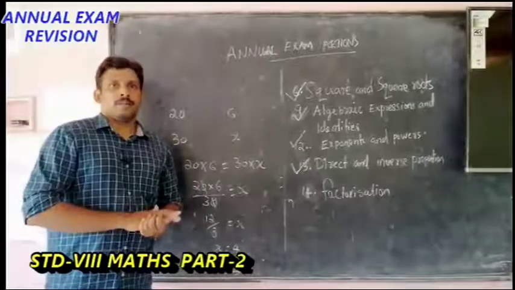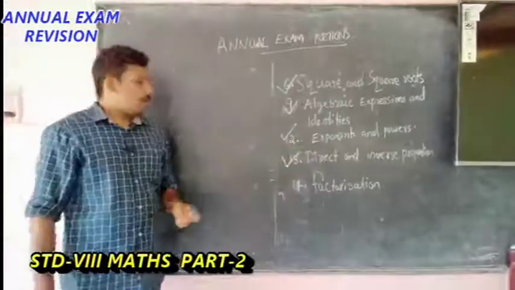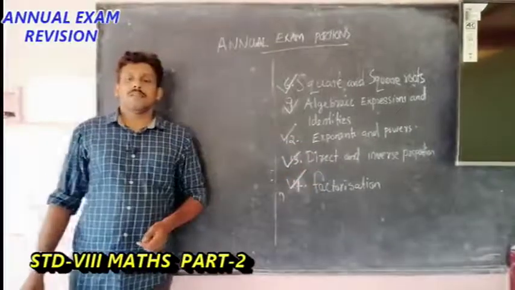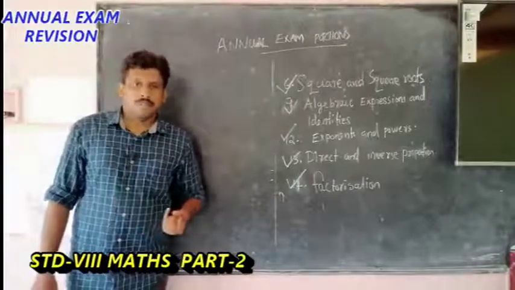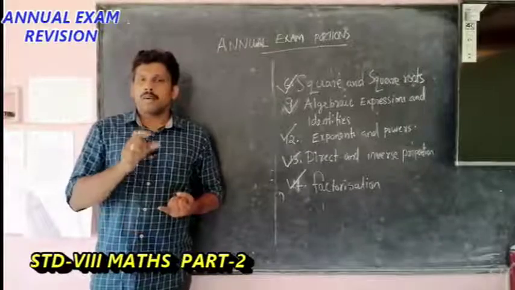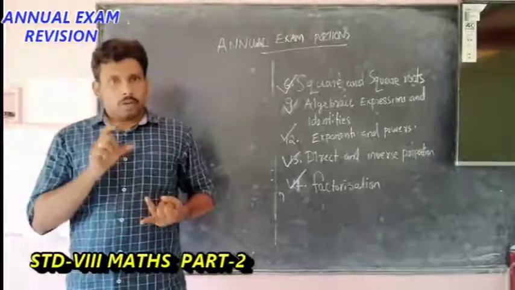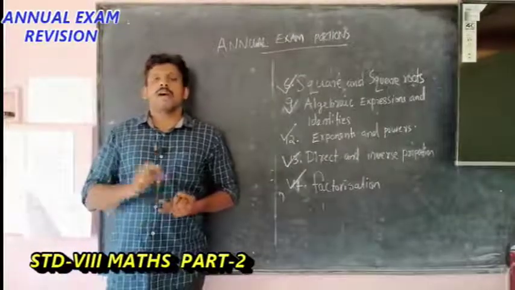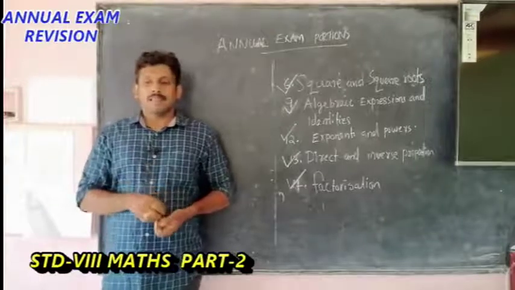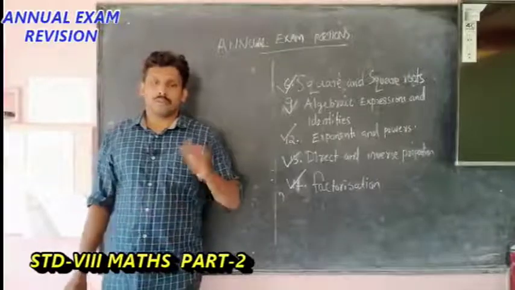Okay, this is about direct and inverse proportion. Now let's see the last lesson, factorization. What have we discussed in this lesson? In this lesson we have discussed factorization by method of common factors, factorization by regrouping terms, factorization by using identities, and division of algebraic expressions. Okay, first, the method of common factors.